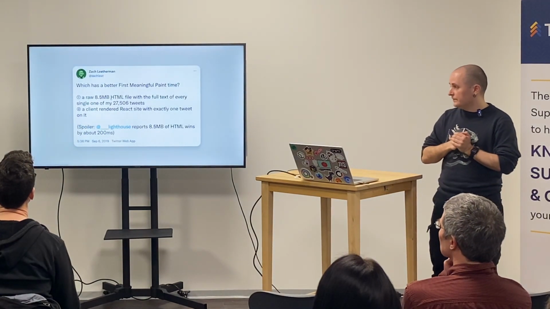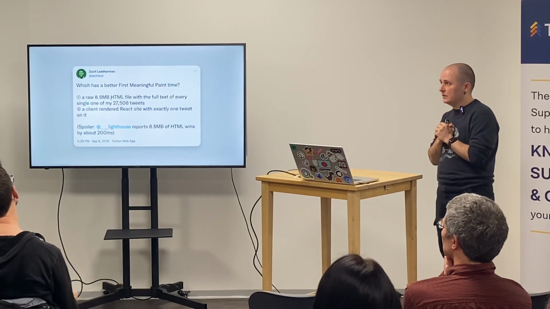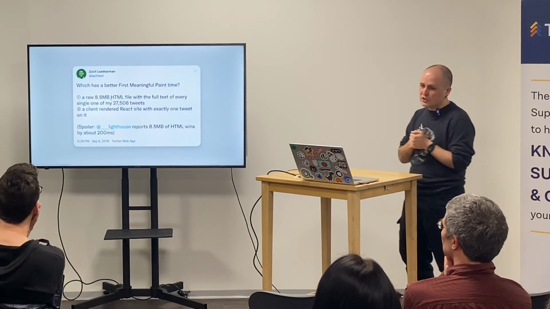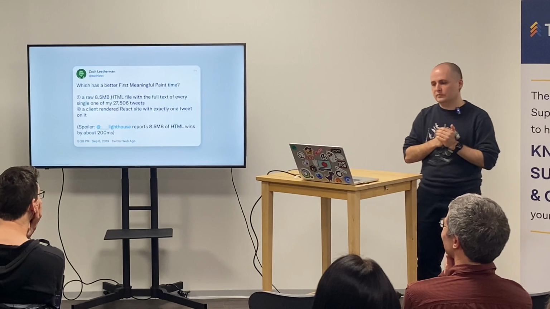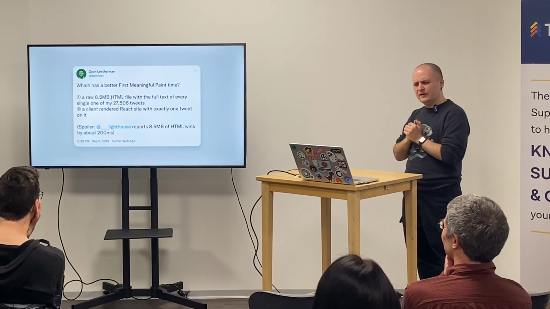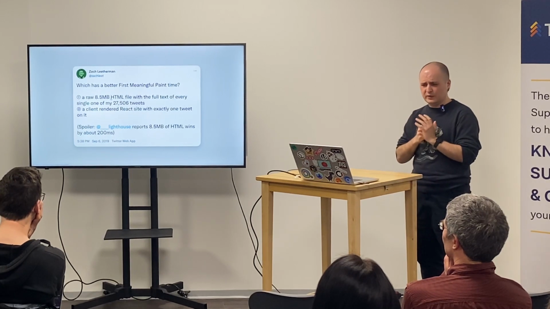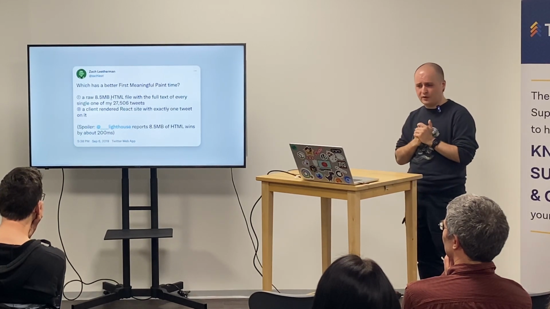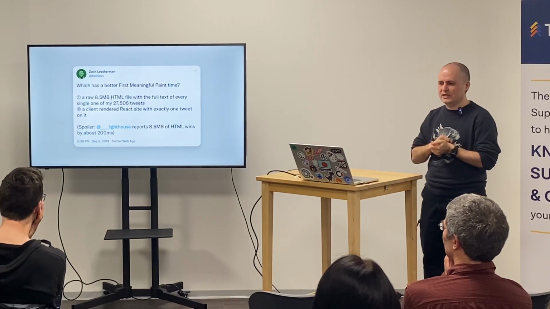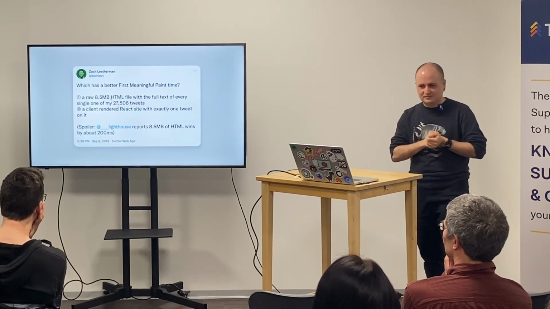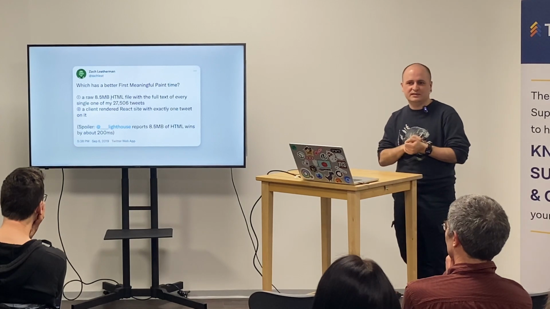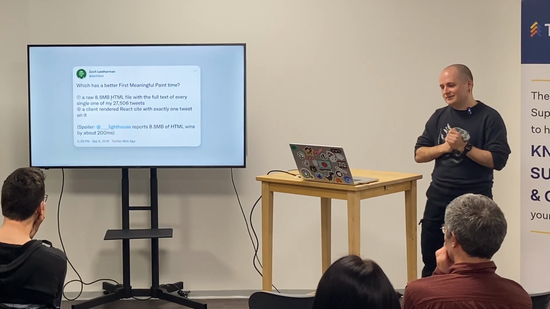And I'd like to finish with this quote by Zach Leatherman, which has a better first meaningful paint time: a raw 8.5 MB HTML file with full text of every single one of my 27,000 tweets, or a client-rendered React site with exactly one tweet on it. 8.5 MB HTML file is faster. JavaScript is expensive. HTML is almost free. So if you have a chance, server-side render.